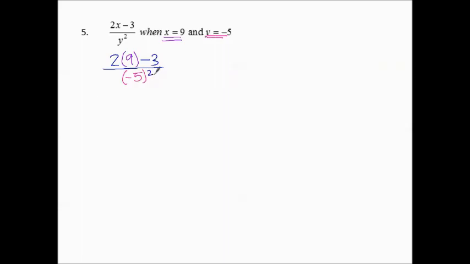So when I evaluate that, I multiply first. 2 times 9 is 18, minus 3. Negative 5 squared is 25. 18 minus 3 is 15, divided by 25. If I simplify that, I can divide both of these by 5. It's equal to 3/5.